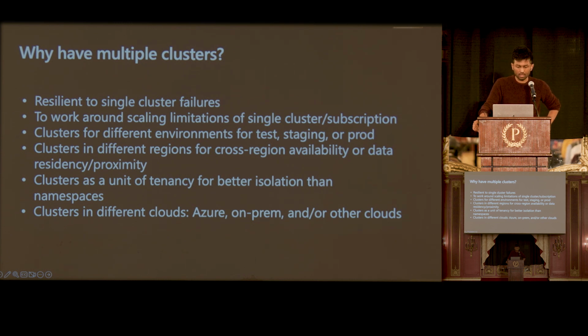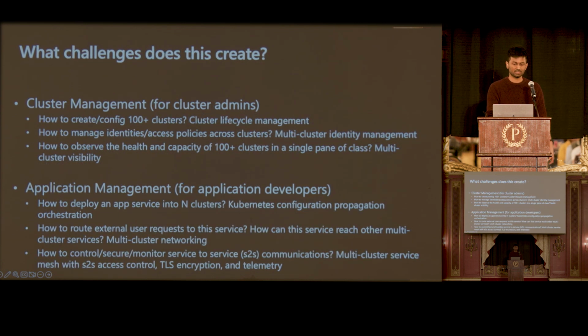And next, clusters in different clouds. Multi-cloud is a reality. Hybrid cloud is a reality too. So we have seen few folks do that, and with respect to those non-Azure and non-AKS clusters, Azure has a strong set of experiences in the form of Arc-enabled Kubernetes and things available on top of that. So these are a few of the places where we have seen platform teams want to have multiple clusters. What challenges does this create?